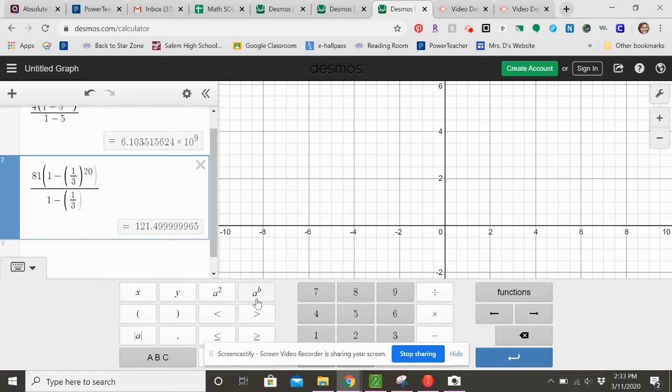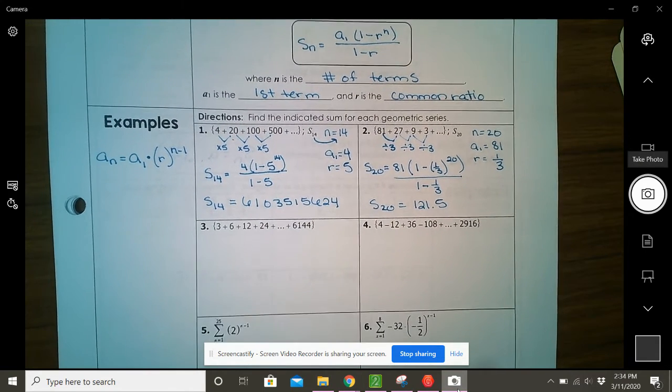The sum of the first 20 terms is 121.5. This one's much smaller because the values in my series are getting smaller and smaller and smaller over time. All right, let's see what's next here.